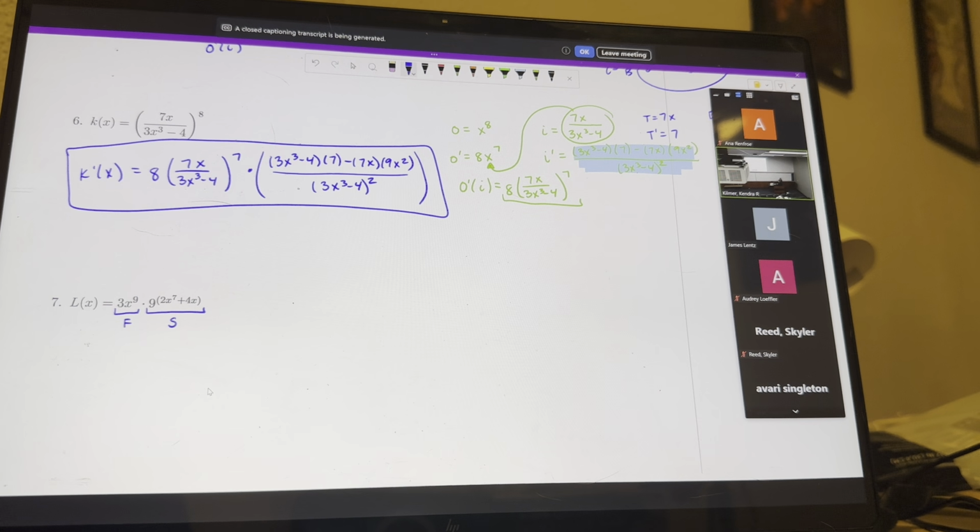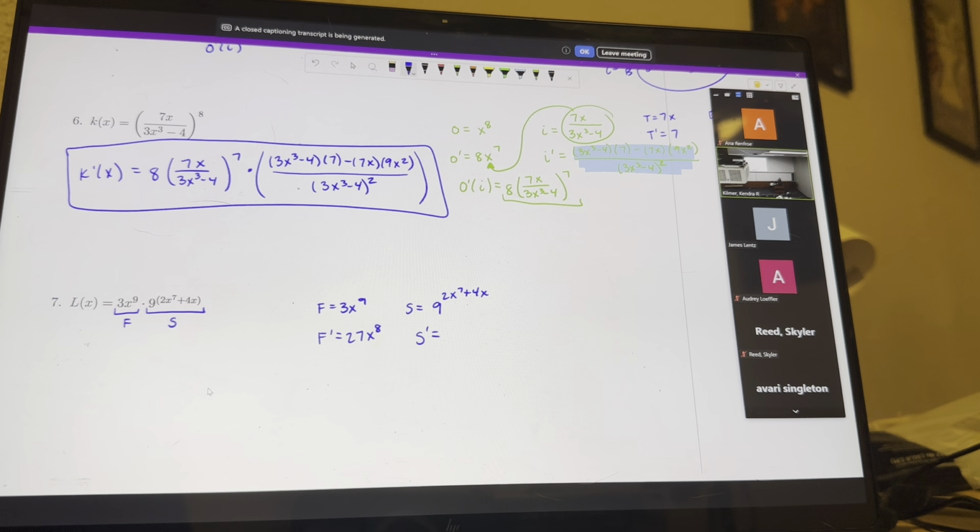So we come off to the side. Our first is 3x to the 9th. Our second is 9 to the 2x to the 7th plus 4x. Find the derivative of each. f prime would be 27x to the 8th. To find the derivative of s, what would I need to use?